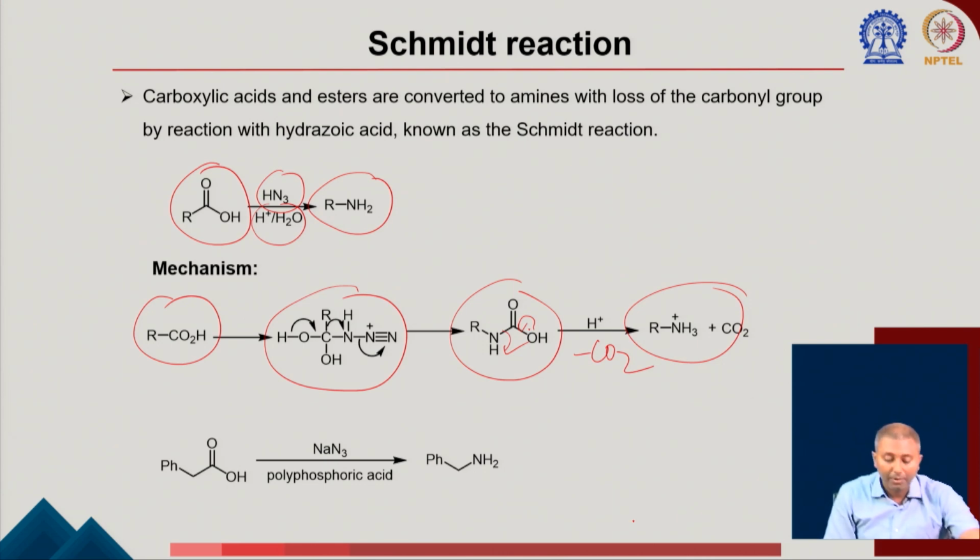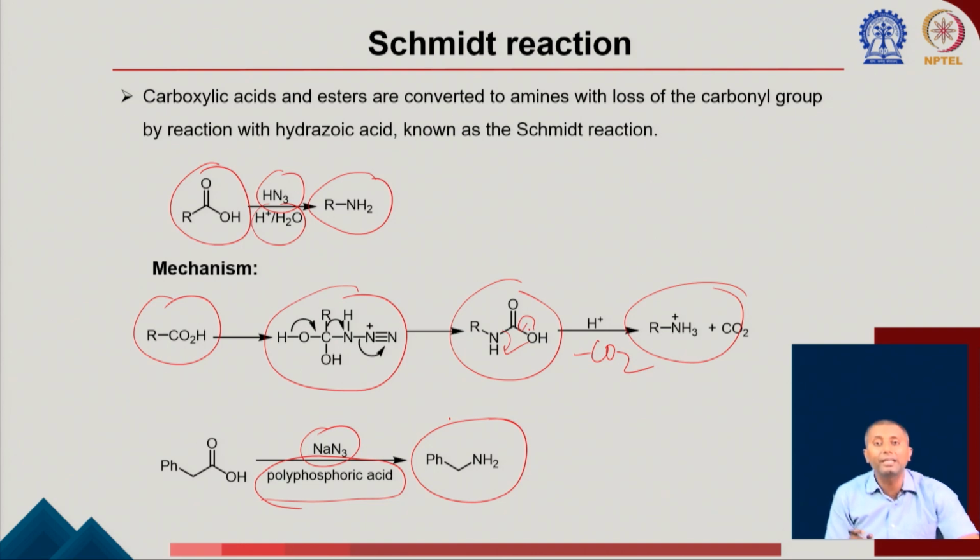There is another example here: if you have NaN3 and polyphosphoric acid, it can convert to the corresponding amine. If you have NaN3 and a phosphoric acid, that can generate HN3 inside the reaction.